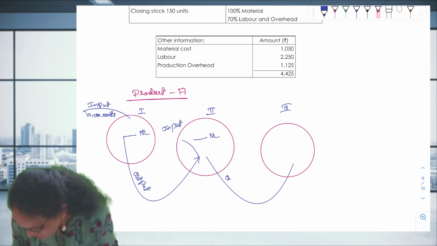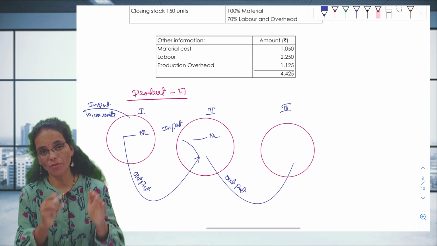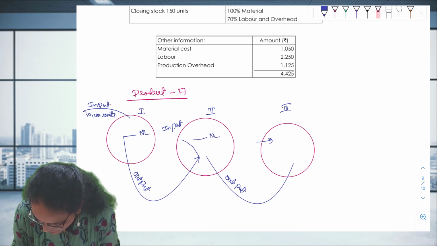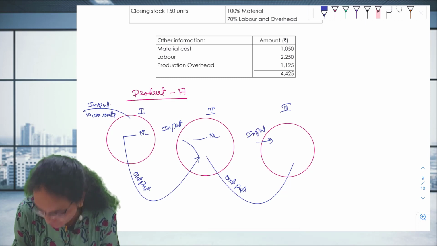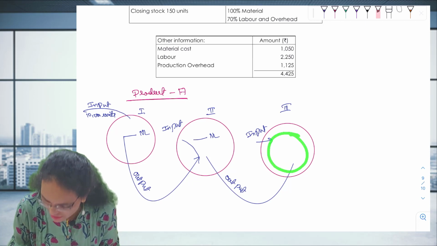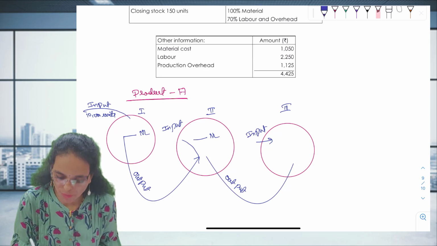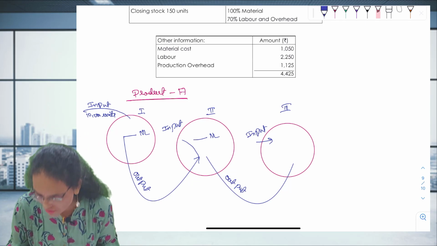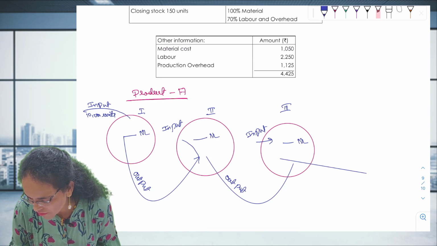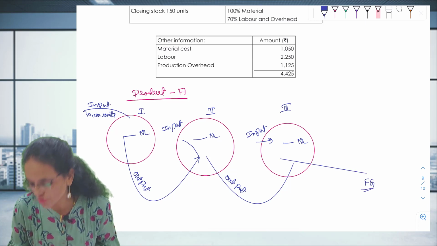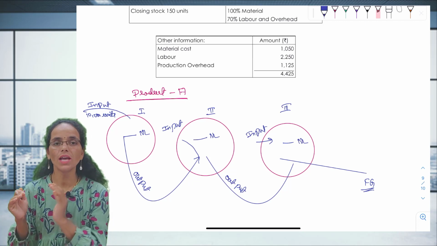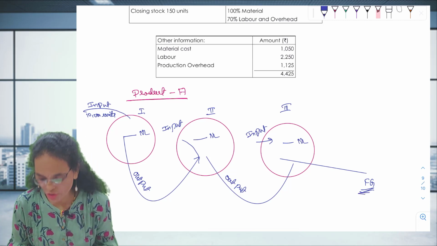From process 2 it will go as output, and for process 3 it will become input. Again the processing will take place in this third one also. During the process, some units are lost. Then these units will become the finished goods. Some units will be sent out from process 3, and those units are called finished stock.